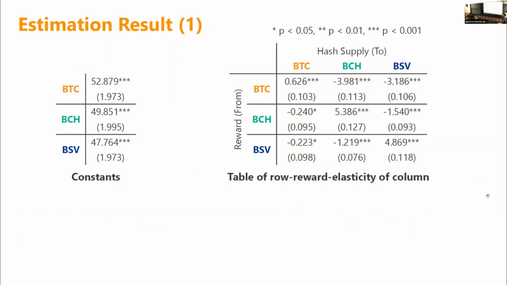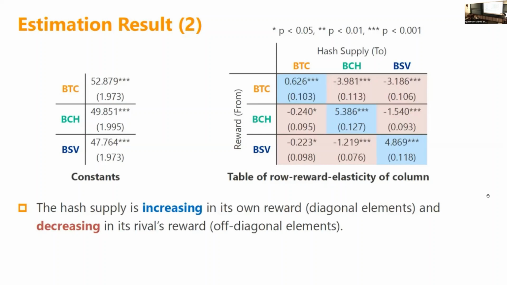The left column is a constant. The right column is what we want to see. This is the reward elasticity of hash supply. The first thing we can observe is that these diagonal components are positive, and the other components are negative. It means that the hash supply is increasing in the currency's own reward, but decreasing in its rival's reward. So this is a natural condition, right? If Bitcoin's reward is increased, I want to enter Bitcoin mining, and if Bitcoin Cash's reward is increased, even when I originally mined Bitcoin, sometimes I want to switch from Bitcoin to Bitcoin Cash. So this sign is consistent with my story.